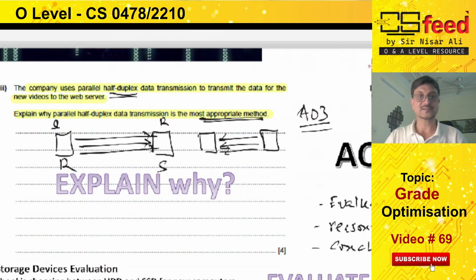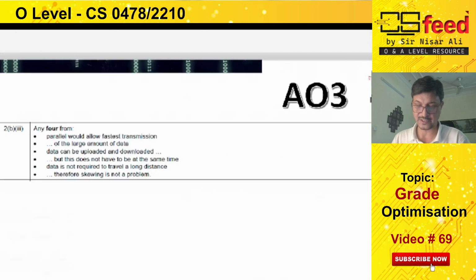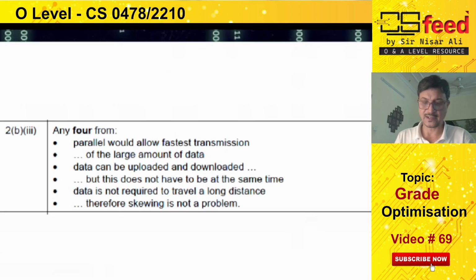So the question says why parallel half duplex data transmission is the most appropriate method. For most appropriate method, you are going to compare it with the simplex method, and with the other method like the full duplex method. All right. So now you can see the parallel would allow faster transmission. Now this is the judgment for the large amount of data. Okay, this is the judgment.